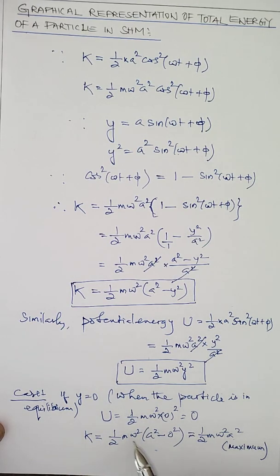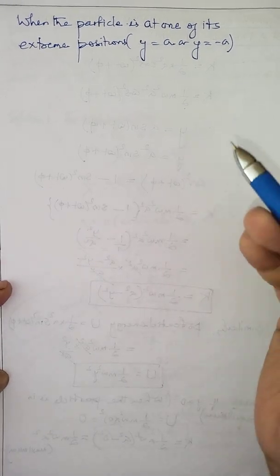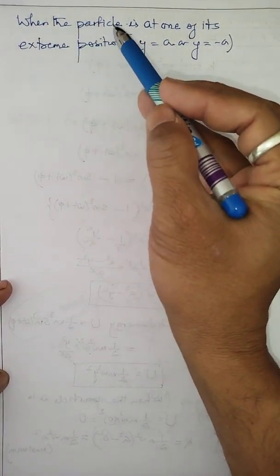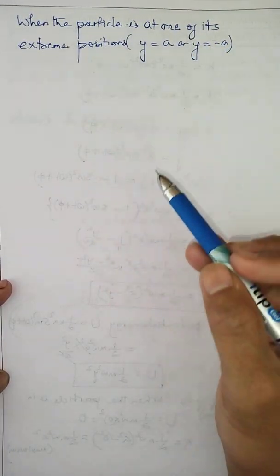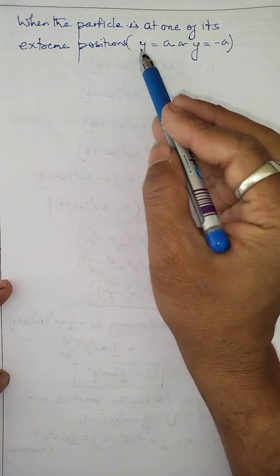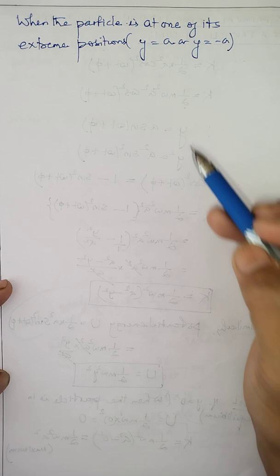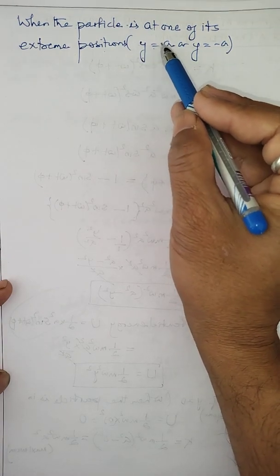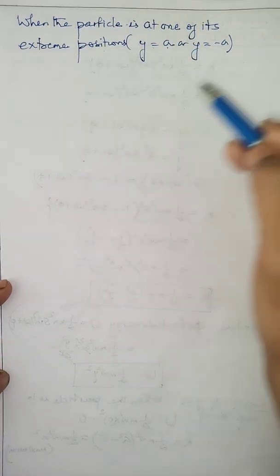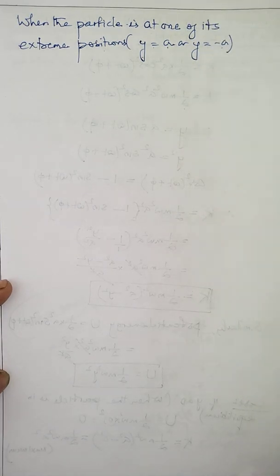So the first position that we took is the equilibrium position, where displacement is 0, potential energy is 0, and kinetic energy is maximum. Now the second position that we take is when the particle is at one of its extreme positions. There are two positions, one is the mean position and another is the extreme position. Extreme position means the maximum displacement, and the maximum displacement equals the amplitude of the particle. That means the maximum displacement y equals a, the amplitude, on the positive side, or y equals minus a on the negative side.